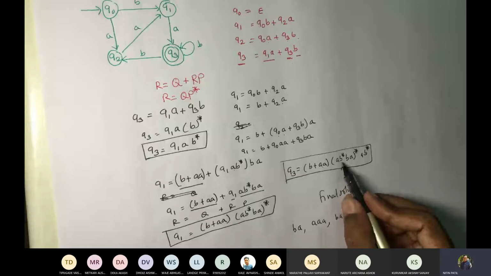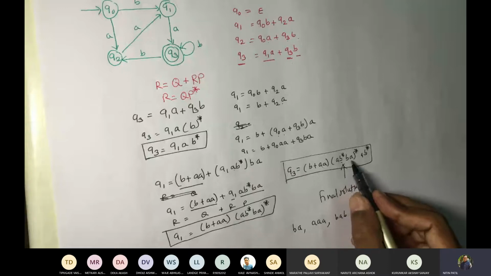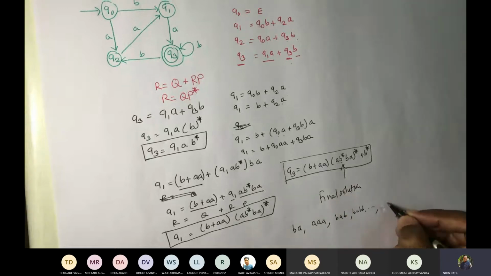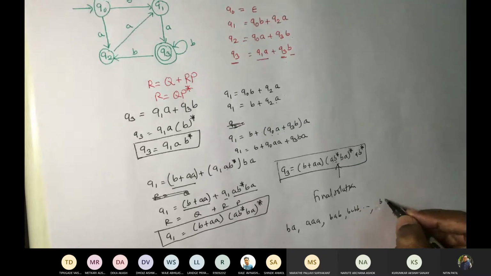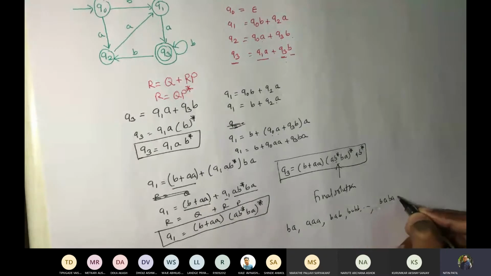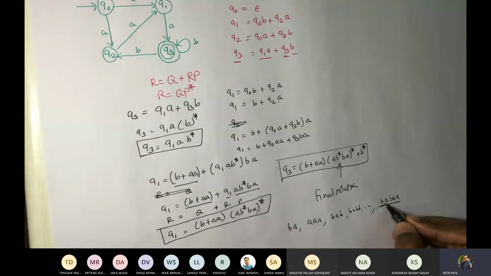Now let me concentrate on this. If I take this B star to be epsilon, I will get A, B, A now, correct. So B, A, B, A and then A. So B, A, B, A, correct.